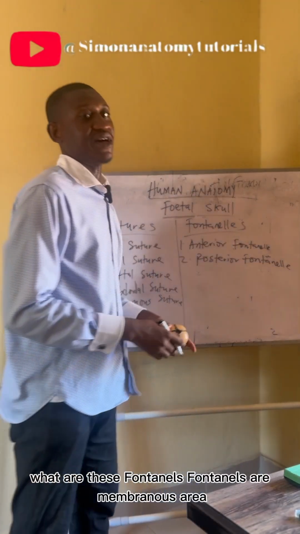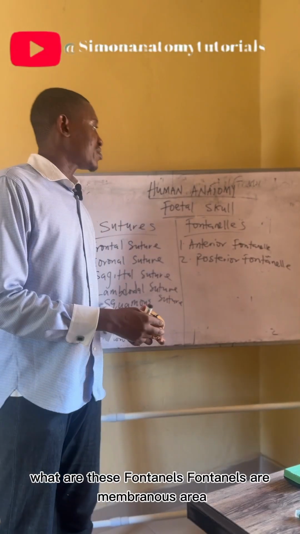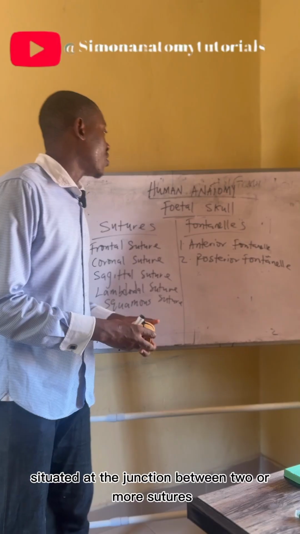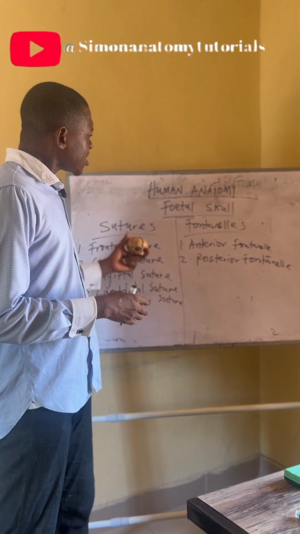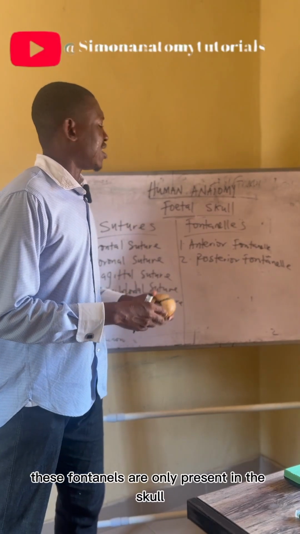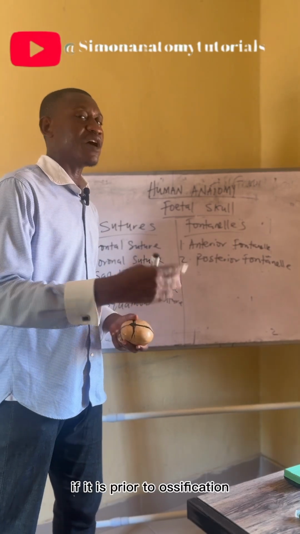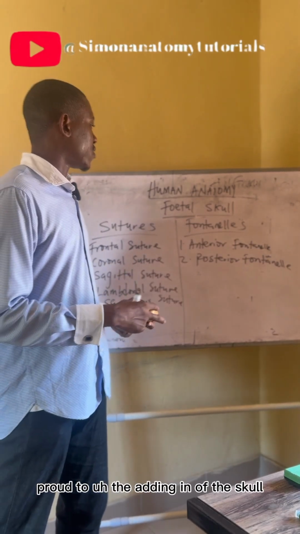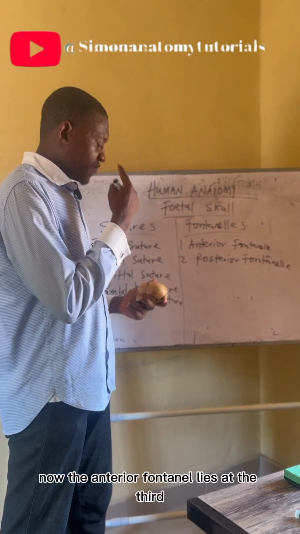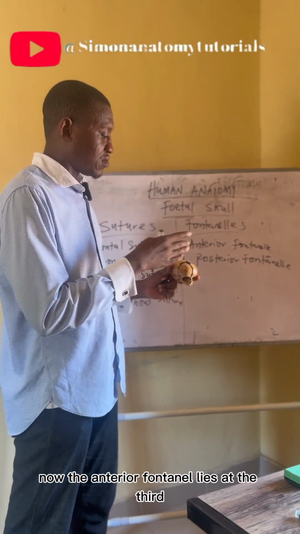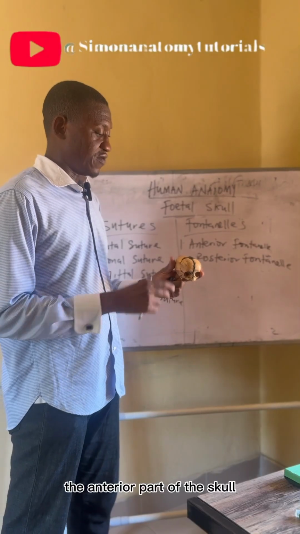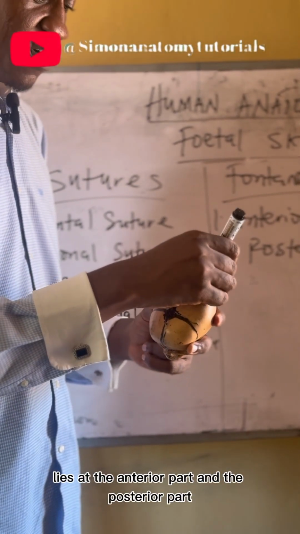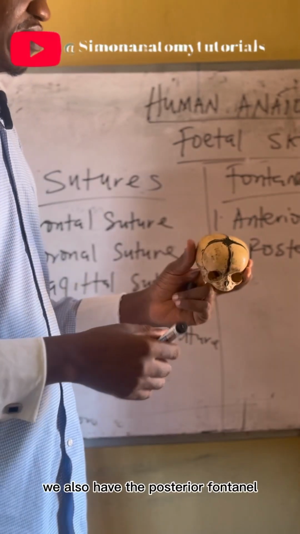What are these fontanelles? Fontanelles are membranous areas situated at the junction between two or more sutures. These fontanelles are only present in the skull of the fetus prior to ossification, prior to the hardening of the skull. Now, the anterior fontanelle lies toward the anterior part of the skull. At the posterior part, we have the posterior fontanelle.